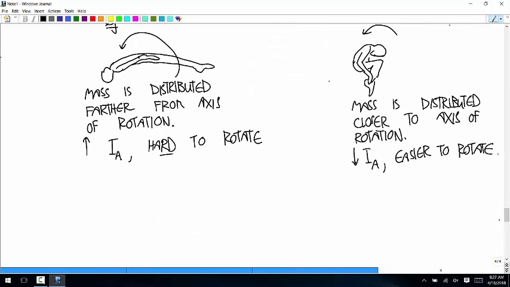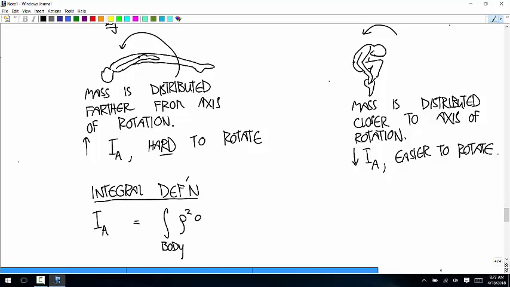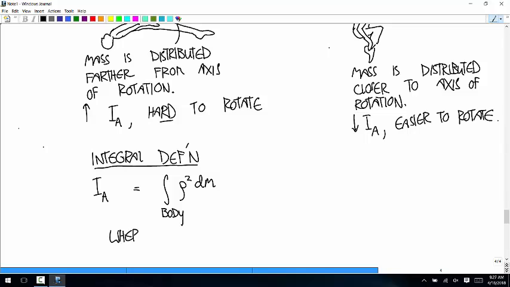The integral definition of mass moment of inertia: I sub A is equal to the integral over the whole body of rho squared dm, where rho is the distance of this infinitesimal mass dm to the point A, which is that axis of rotation.